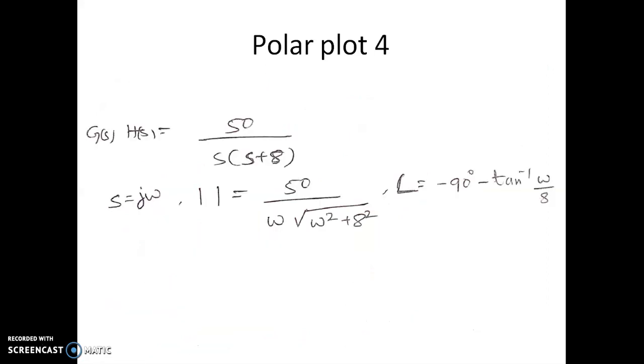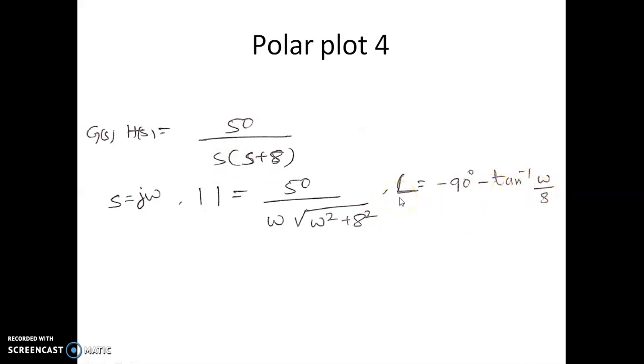Now you can see we have two poles, but one of the poles is at the origin, and the other is on the left hand side of the s-plane. This is how the magnitude equation looks like. This is the phase equation. Since there is a pole at the origin, we're going to have -90 degree contributed by that, and this is -tan inverse of omega by 8.